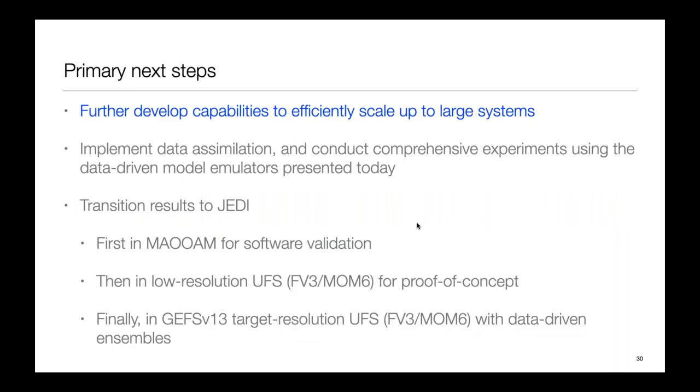And going forward, the scaling is the most important priority item for us to be able to show we can transition this rapidly from simple to complex models like the UFS, where we'll be implementing data assimilation with these methods to demonstrate proof of concept. We're working to transition these into JEDI first with MAOM, so we can rapidly apply them to the low-res UFS and the GEFS at the target resolution. And that's all I have.